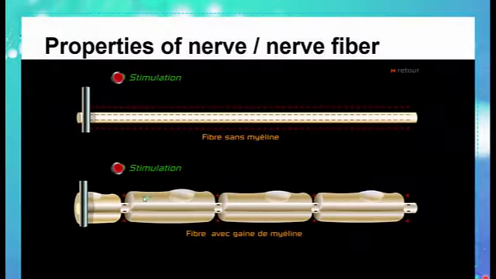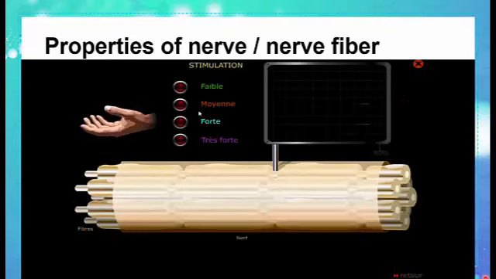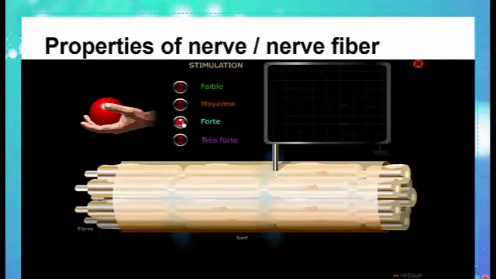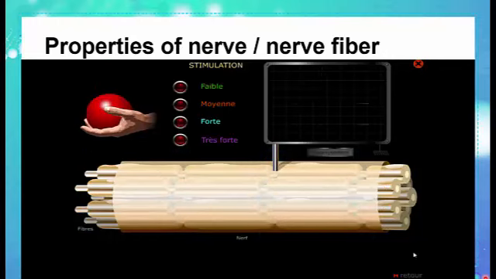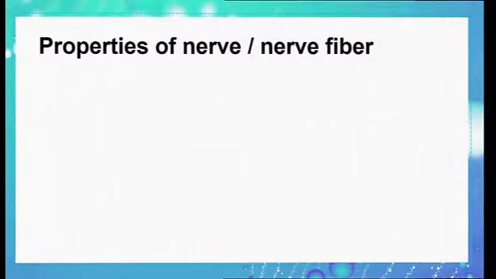Observe the following video. When we make a stimulation, first, for the non-myelinated fiber, it propagates along it. Same for the myelinated fiber. This is a stimulation on a nerve. When the stimulation increases, the response of the nerve also increases.